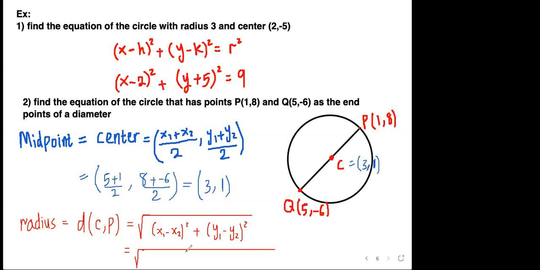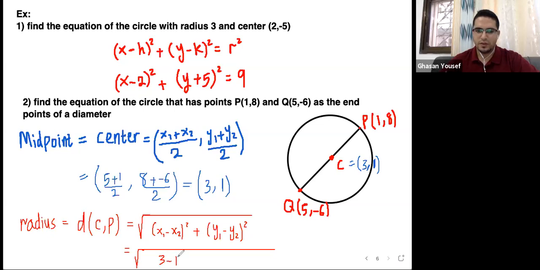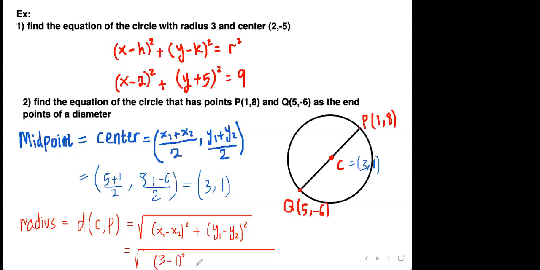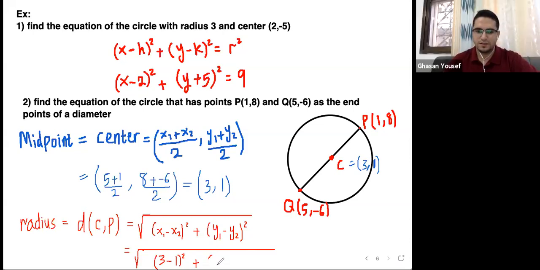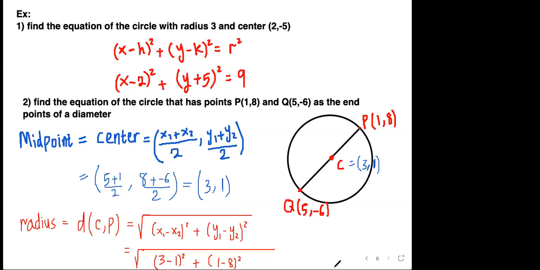plus (1 minus 8) squared. This is correct. So 3 minus 1 squared and 1 minus 8 squared. Now 3 minus 1 is 2, squared is 4, and 1 minus 8 is minus 7, and the square of minus 7 is 49. Correct.